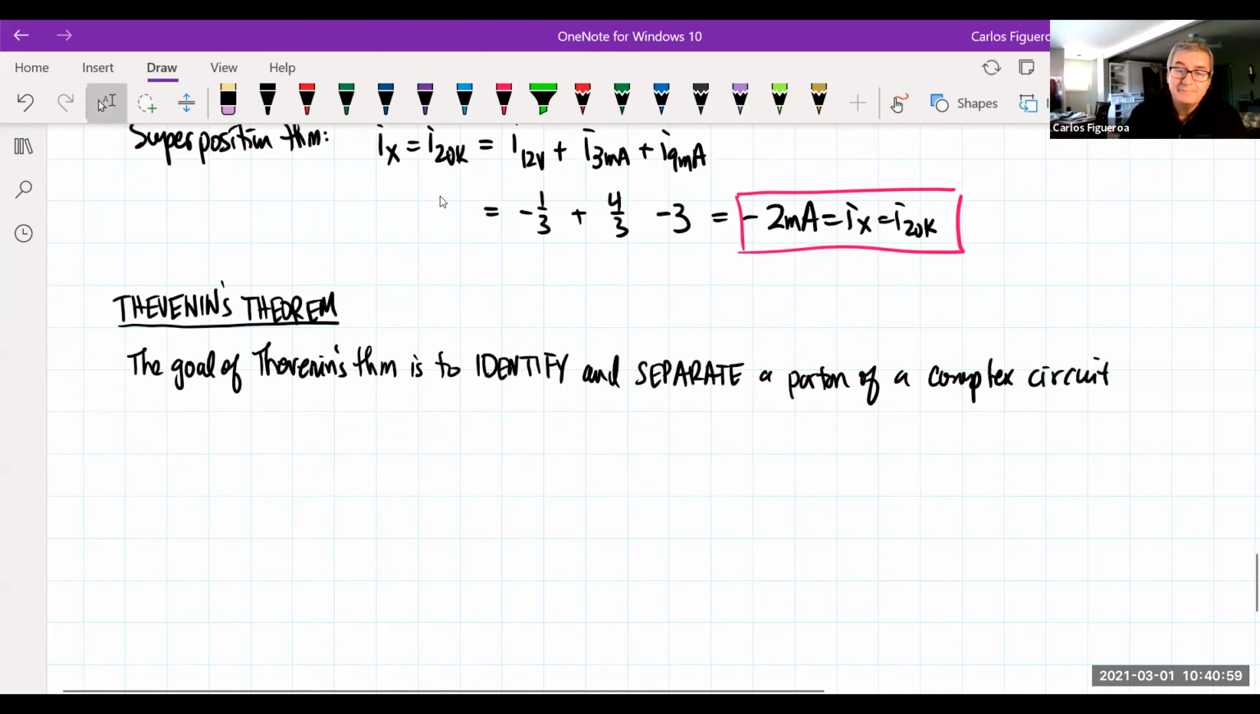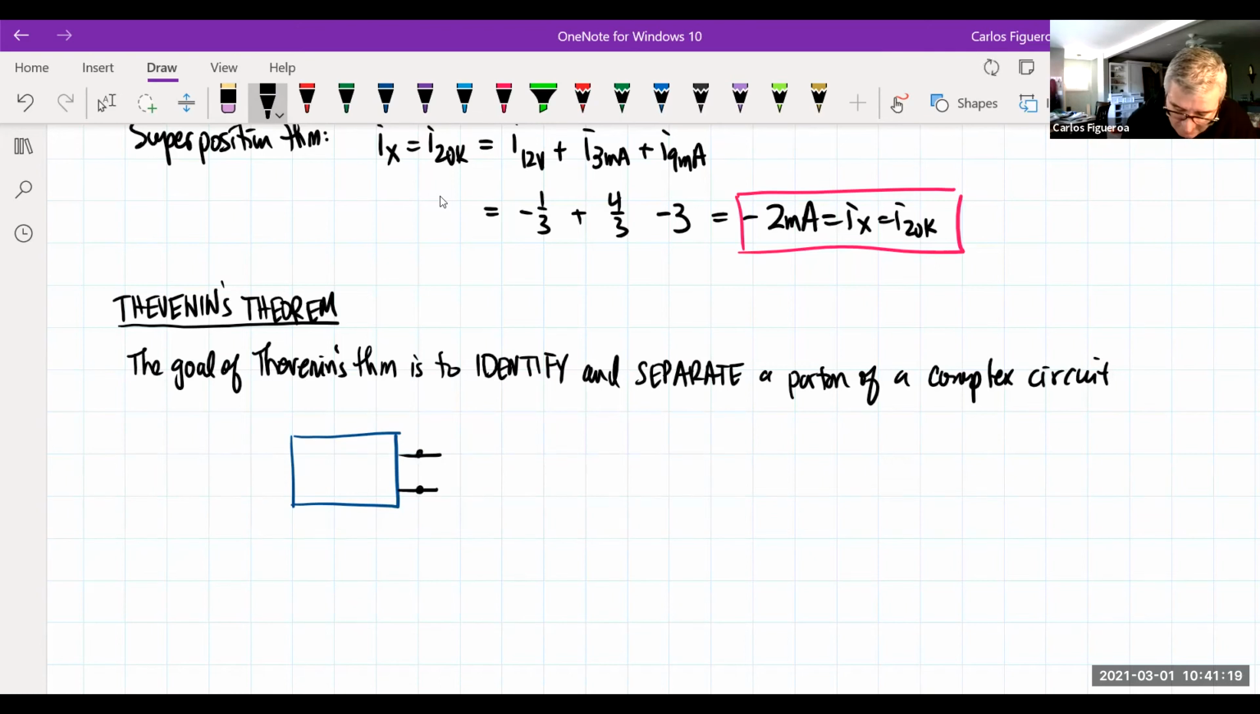What do I mean by that? What I mean is that you're going to look at a circuit, and let's say this is your circuit right here. You notice that there's a piece which we call the load circuit. So this guy right here is sort of like what I call the subcircuit.